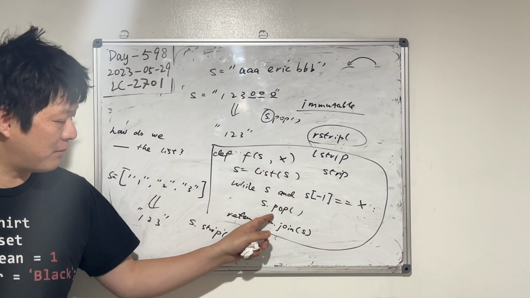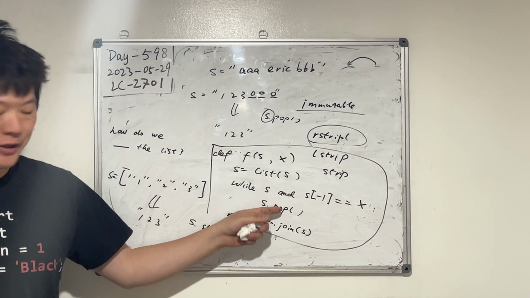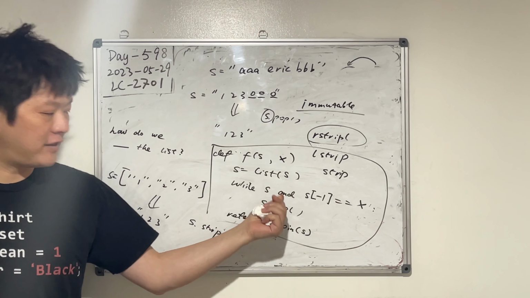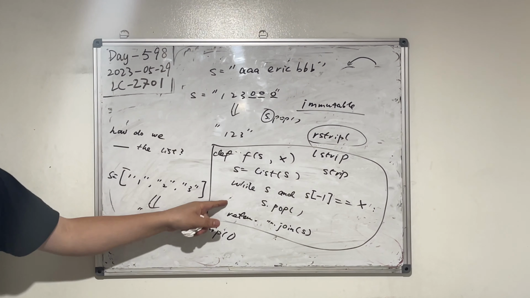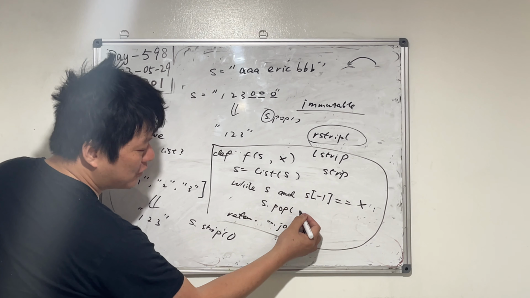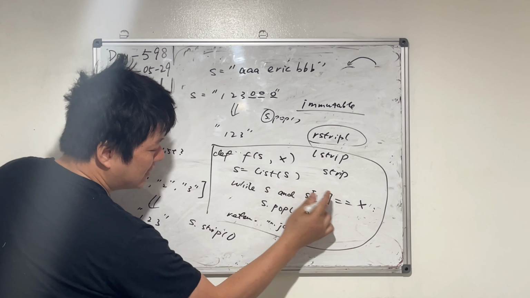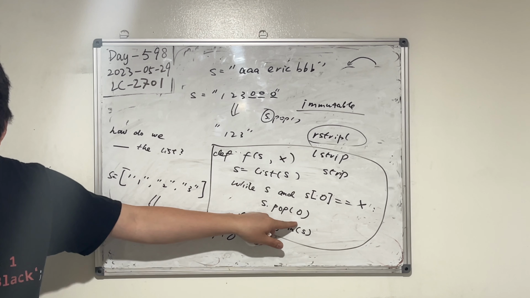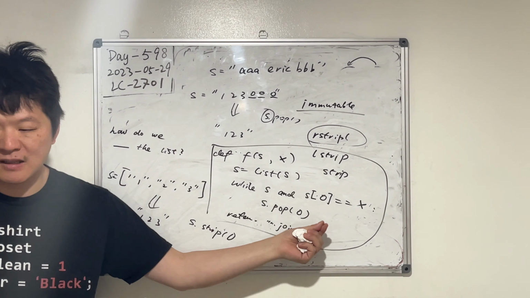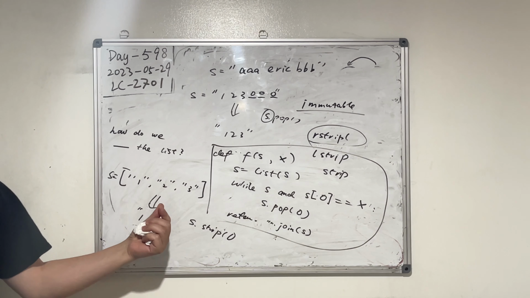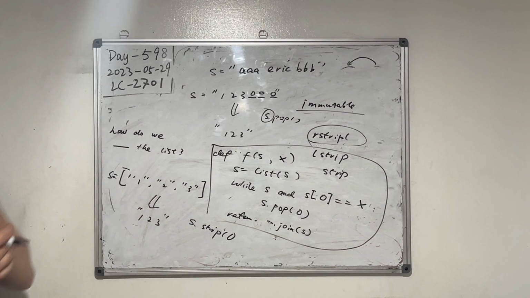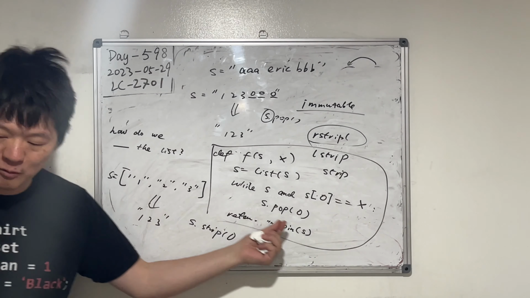Using pop, we keep removing the characters on the right-hand side if they match this character. And lstrip is similar. We just change this to pop 0, and here change it to 0. Make sense? But the problem with this is the pop. If you pop from the left-hand side of a list, it takes linear time, so we need to change it to a deque. Remember, a deque supports popping and pushing on both sides, all in constant time.